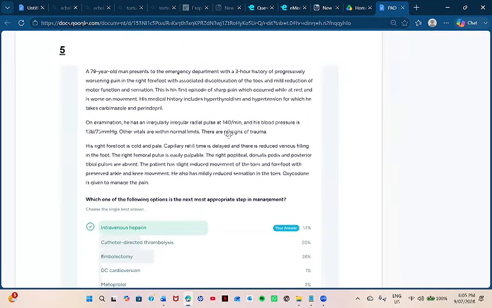A 79-year-old man presents to the ED with a 3-hour history of progressive worsening pain in the right forefoot with associated discoloration of the toes and mild reduction of motor function and sensation. This is his first presentation of sharp pain, which occurred while at rest and is worst on movement.